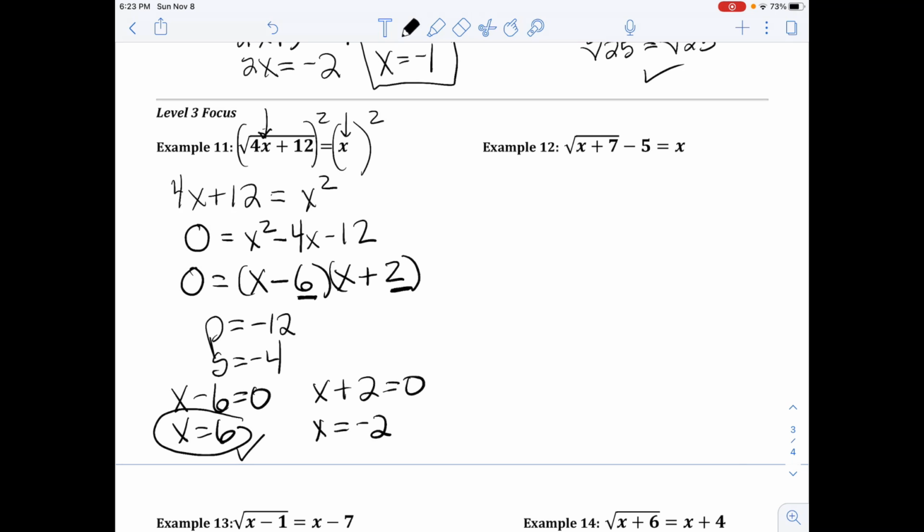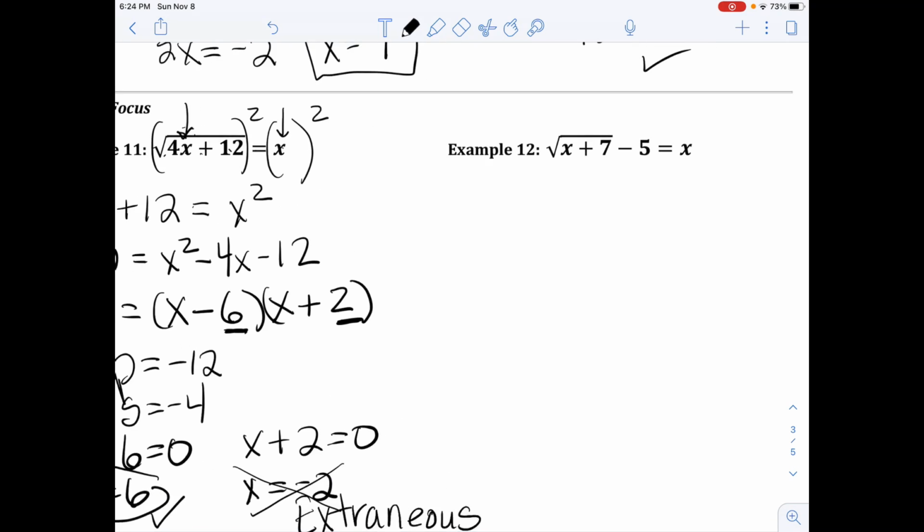When you substitute in -2, -2 times 4 is -8, plus 12 is 4, square root of 4 is 2. But 2 does not equal the -2 that you would put on the other side. And so we X it out because it is extraneous. So please pay attention to the end of this problem and how you present your answers.